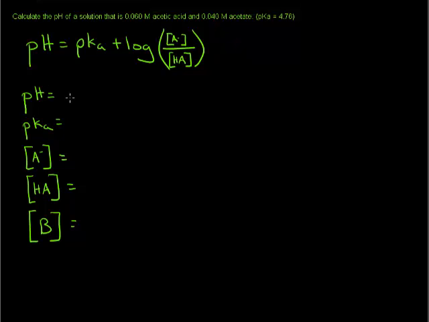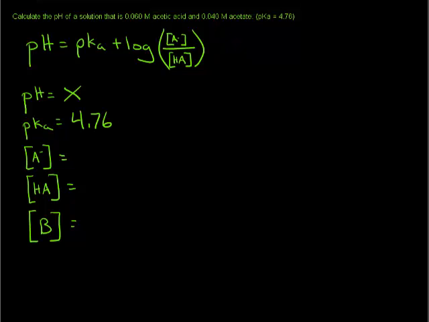pH is what we're solving for, so we can just put an X there. pKa is given in the end of the problem. It's 4.76. Now these next two are a lot harder to find usually, so we're going to talk about how to discern which one is which.